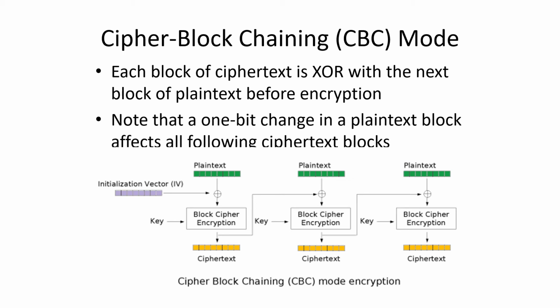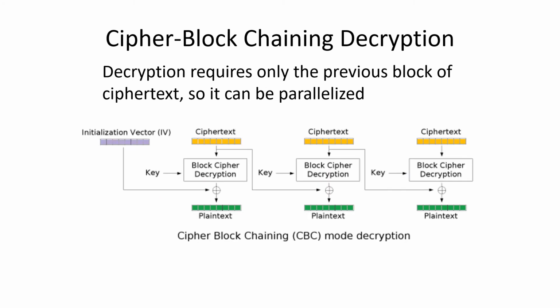Of course, how do you start it? Well, you can start it with an initialization vector, which is just a bunch of random bits of the same size as the plain text block. So if you have a 128-bit plain text, you have to have a 128-bit initialization vector. And so this is some random number that you start the whole thing with.